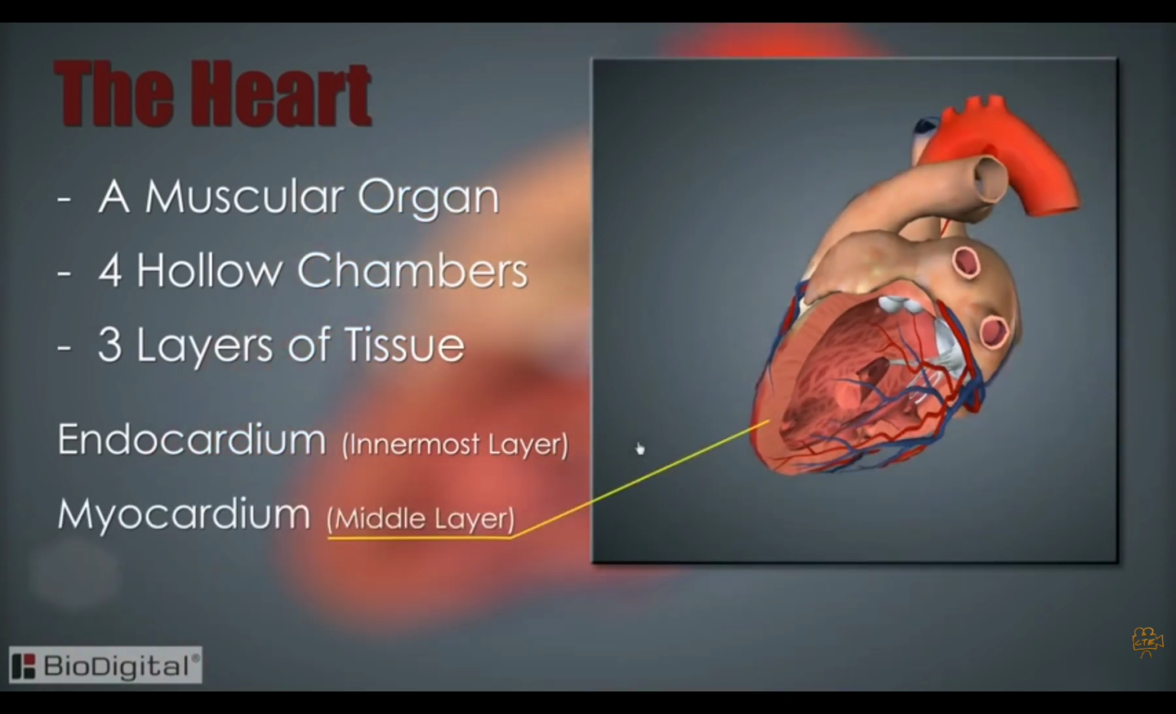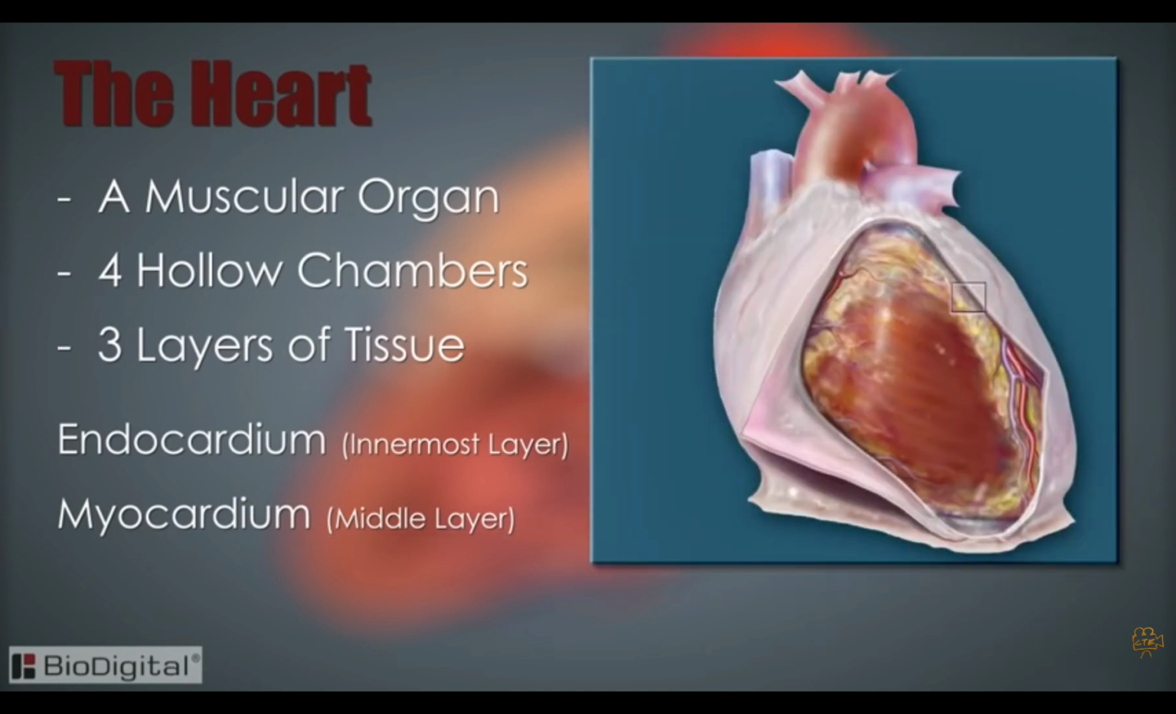Next is the myocardium, which is the middle layer. It's the muscular wall of the heart, or the heart muscle. And third, the pericardium. This is a tough, double-layered, fibrous sac which covers the heart.